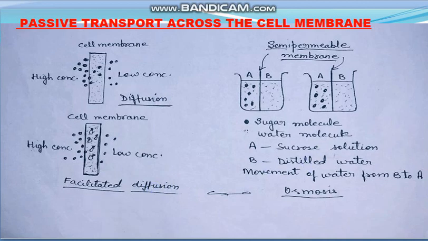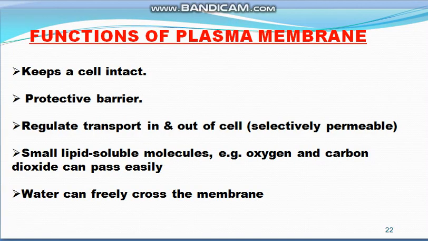So this is about the structure and the transport of the cell membrane. Then comes the functions of the plasma membrane. What are the functions of the plasma membrane or the cell membrane? The plasma membrane keeps the cell intact. So it is a protective barrier. Then it regulates transport of the molecules in and out of the cell, because I told you that the cell membrane or the plasma membrane is selectively permeable.